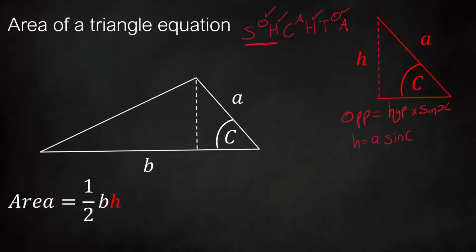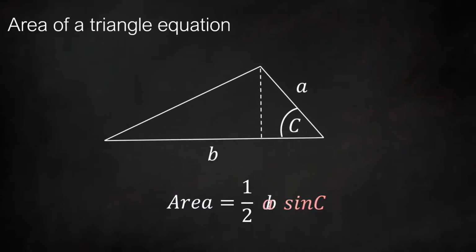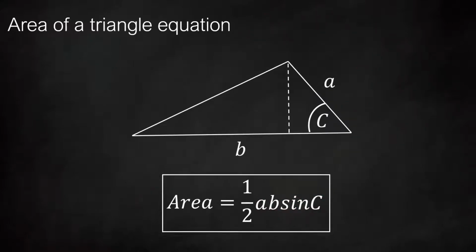And if we take this expression for h and plug it back into the original equation, we can replace that equation with one in terms of a and c. So all I've done here is replace h with just a sine c, because that's what it worked out to be. And if we just rearrange these terms a little bit and change the colour, we can see that this is just the area equation that we get.